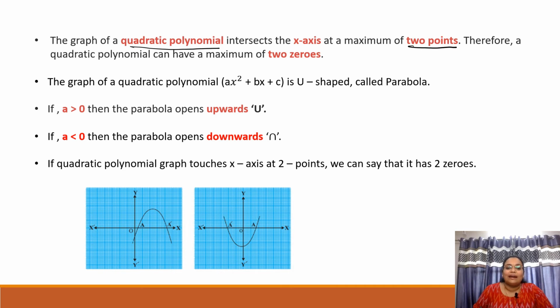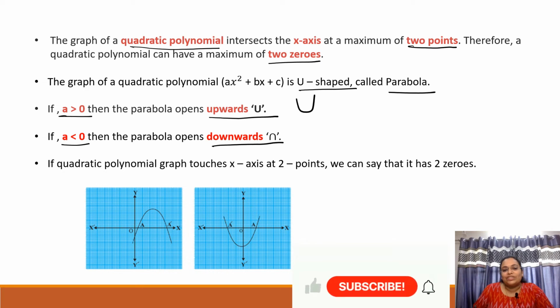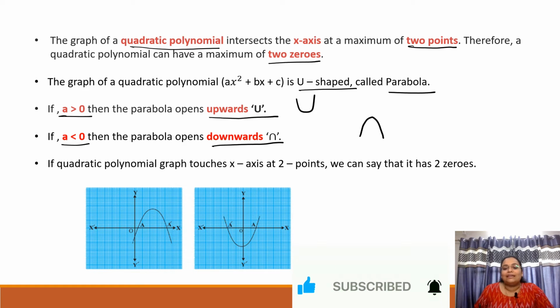Therefore we can say a quadratic polynomial has a maximum of 2 zeros. So if you get the graph, the graph of a quadratic polynomial is a U-shaped graph called a parabola. If a is greater than 0, you will get a parabola opening upwards. If a is less than 0, you will get a graph opening downwards. We have got a graph which is opening upwards, right? You might also get a graph which is opening downwards.